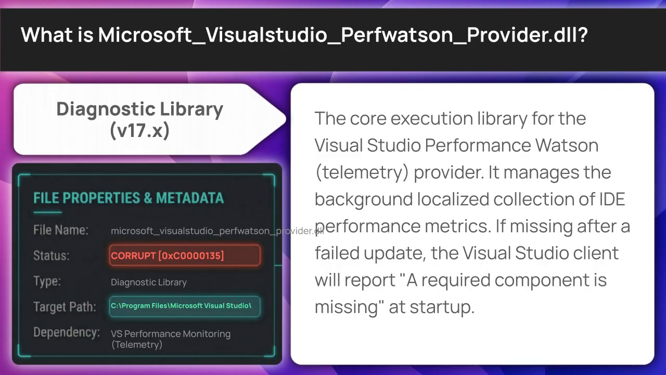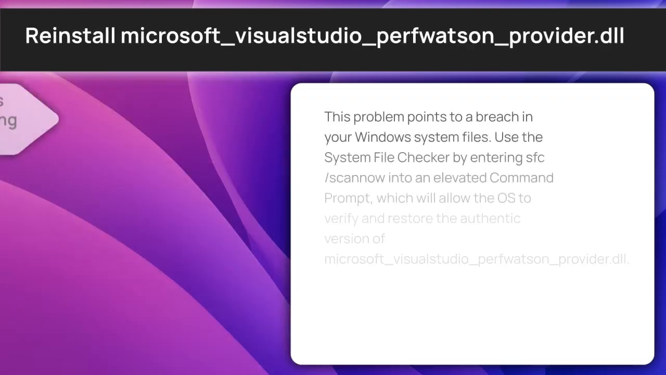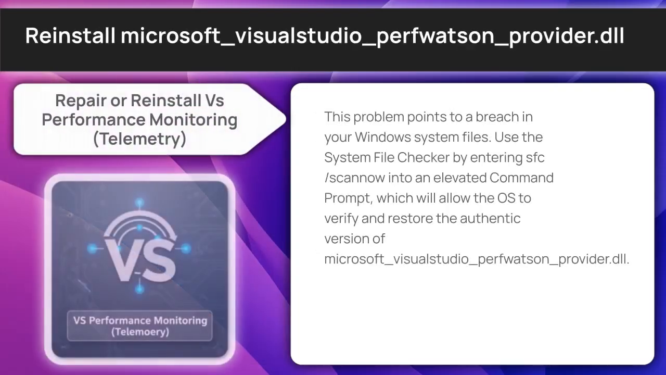Our first move is installing a fresh, clean copy of the library. This problem points to a breach in your Windows system files. Use the system file checker by entering sfc /scannow into an elevated command prompt, which will allow the OS to verify and restore the authentic version of Microsoft Visual Studio Perf Watson Provider DLL.